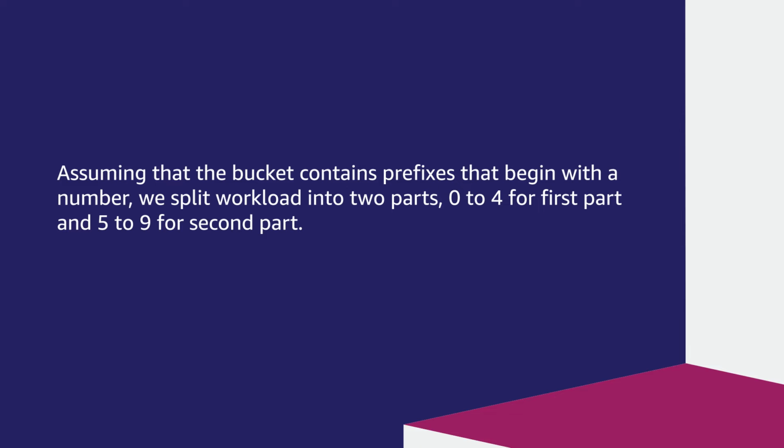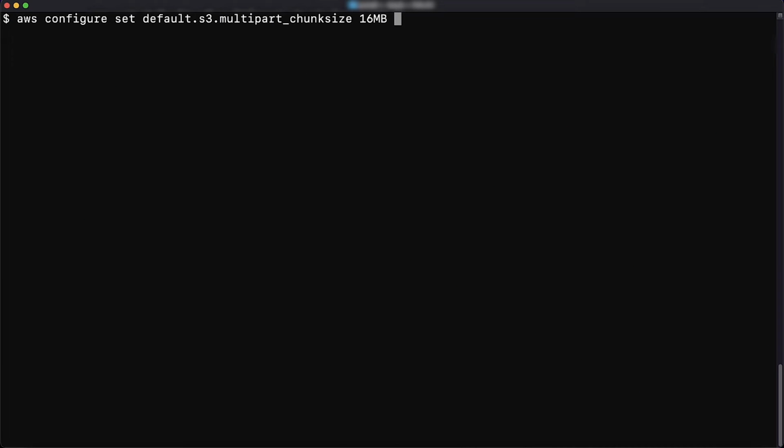Assuming that the bucket contains prefixes that begin with a number, we split the workload into two parts, 0 to 4 for the first part and 5 to 9 for the second part. First, I will configure AWS CLI parameters to optimize for transfer speed. Let's open a terminal window in the EC2 instance where we have the latest version of AWS CLI installed, and we can run AWS CLI commands.